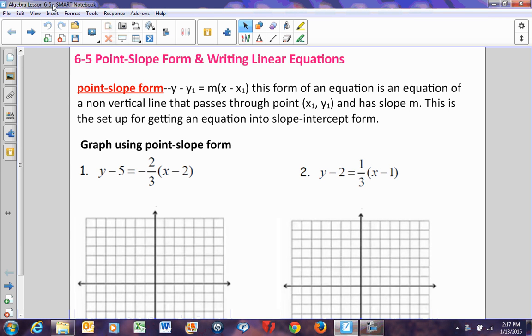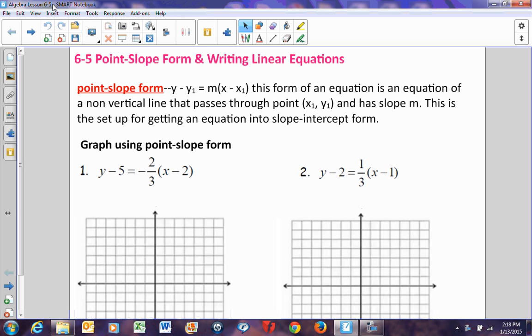This is lesson 6-5, point slope form and writing linear equations. Point slope form is essentially y minus y1 equals m times x minus x1. This form of an equation is an equation of a non-vertical line that passes through the point x1, y1 and has a slope of m. This is the setup for getting an equation into slope-intercept form.